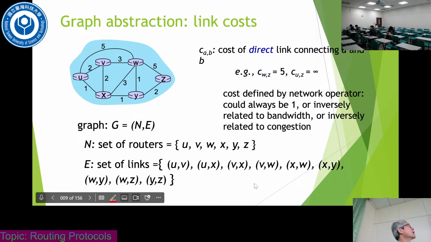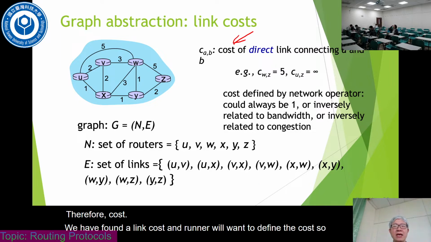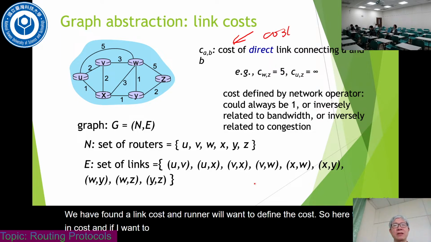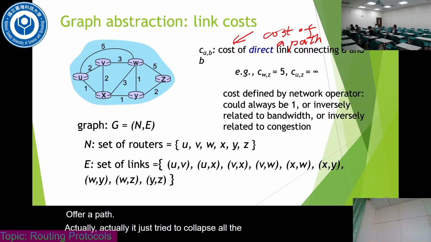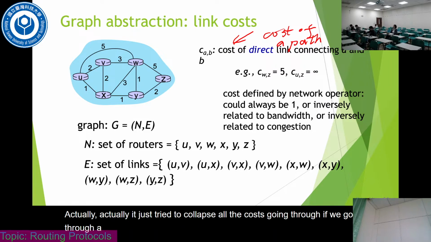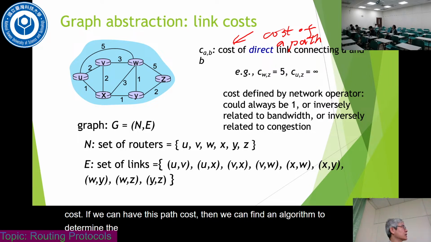Therefore, cost. We have the link cost, and right now we want to define the cost. So here, link cost, and if we want to define the cost of a path, you just collect all the link costs going through the path, then we can have the path cost. If we have this path cost, then we can find an algorithm to determine the least cost path.